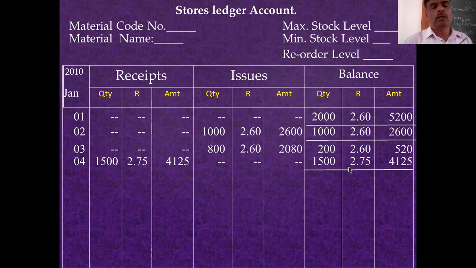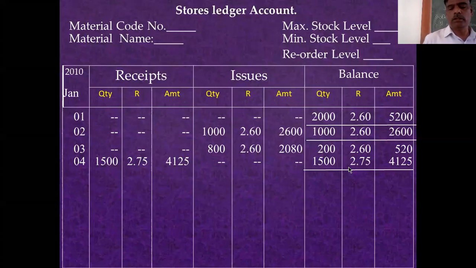400. Then you see there. What is the quantity in the first lot? 200 is there. In the first lot, 400 is not available. Therefore, you give 200 first. I will give 200 first. 200 at the rate of 2.60, amount is 520.